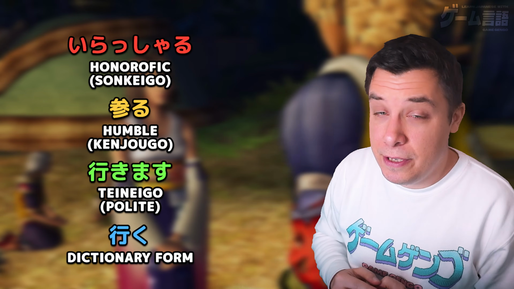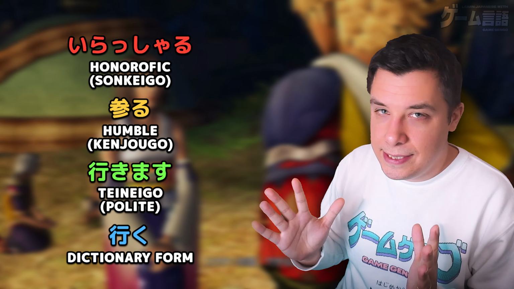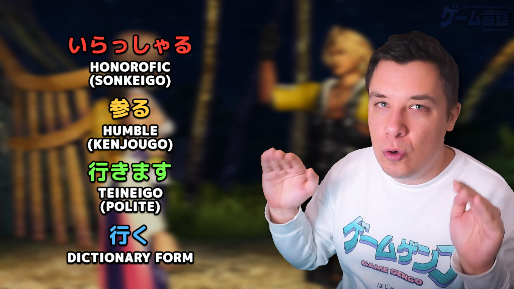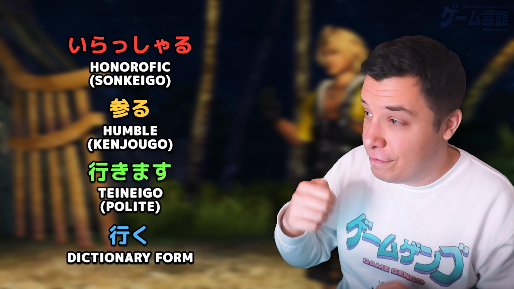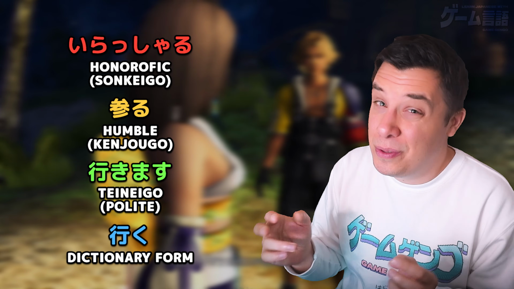And you might see this being referred to as the short form in textbooks like the Genki series, but all this is, is just the baseline form of everything. The very baseline of verbs, adjectives, and nouns without adding any politeness to it. That's why it's known as the dictionary form.